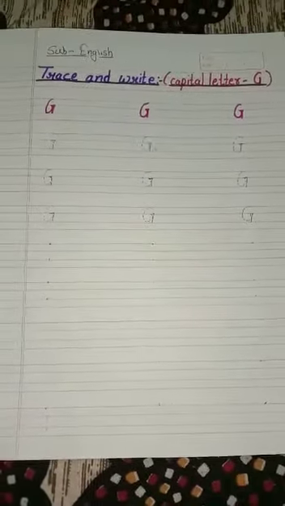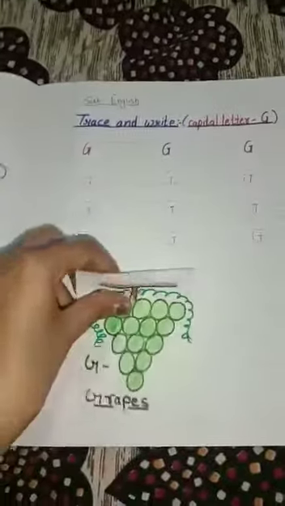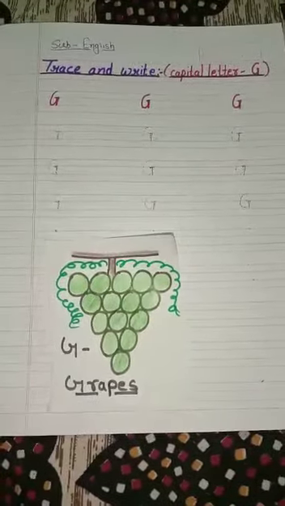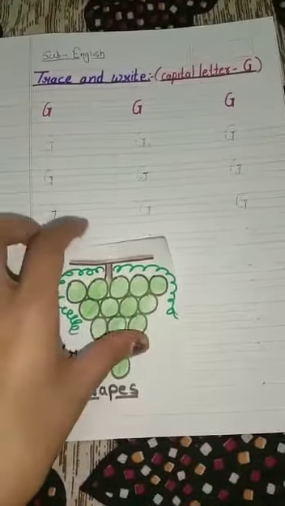Our today's subject is English, and in English today I am going to teach you how to write capital G and how to write small g. So here, G for grapes, G for grapes. Okay.